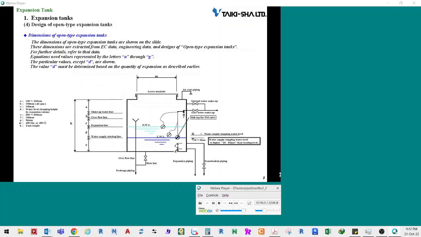Equations need values represented by the letters A through G. The particular values, except D, are shown. The value D must be determined based on the quantity of expansion as described earlier.